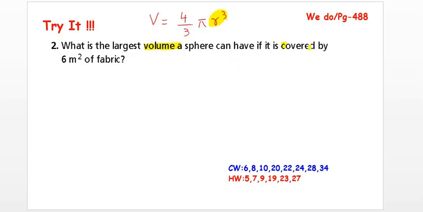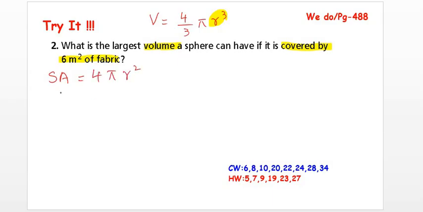So we are going to use this information that says covered by fabric. Whenever a thing is covered by paper or fabric, it means that is the surface area of the sphere. So this is actually the surface area of the sphere, that is 6 square meters, right? We will use the formula of the surface area to find the radius of the sphere. So the formula is 4 pi r squared.